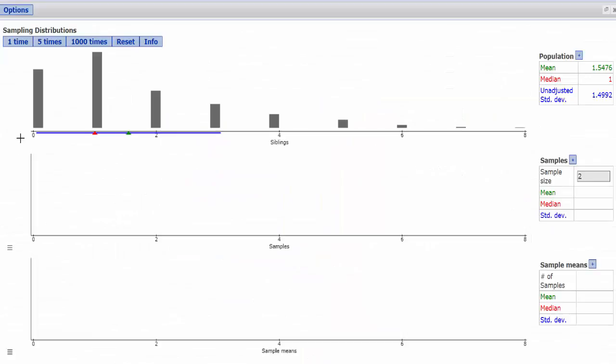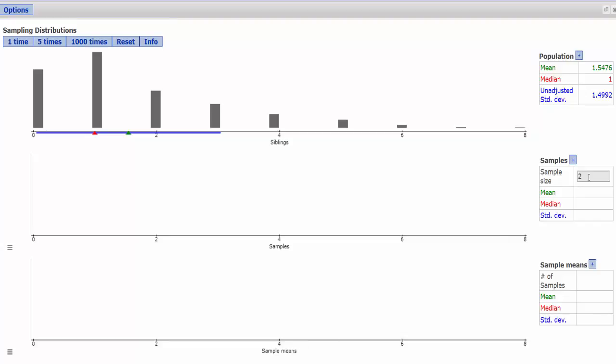Alright, so what's going on this screen is this first graph represents the population data. And it's kind of spread out, doesn't look exactly like the histogram we just saw because it's just using smaller bin widths. This next graph is going to represent the different samples that I'm going to take from this population. And the final graph will be plotting the means from each of the samples that we take.